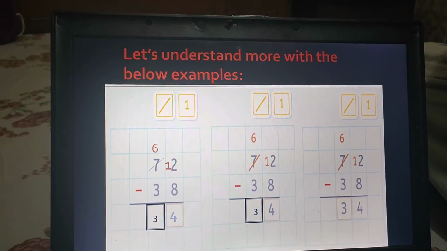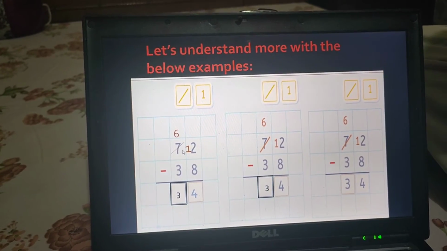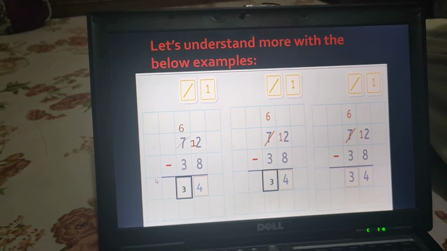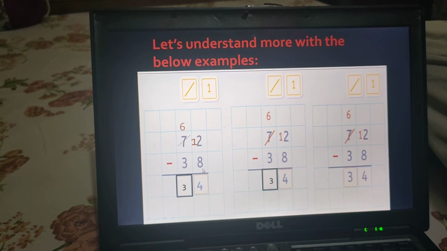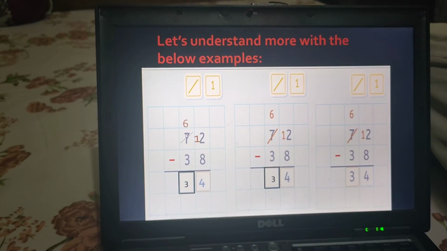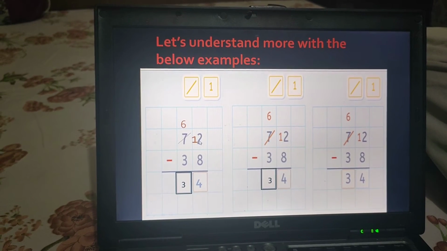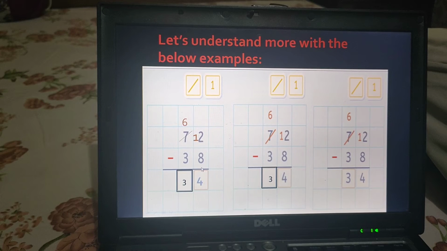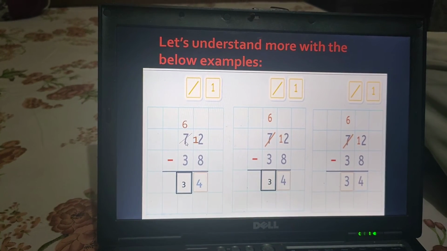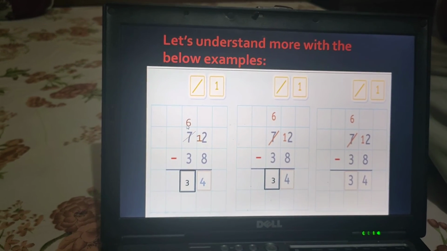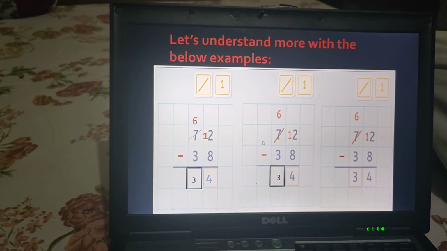Let's understand more with the below examples. So here we subtract 72 minus 38. First we will subtract 8 from 2, which is not possible. So we will borrow 1 from 7. So this 2 will become 12. So 12 minus 8 is equal to 4. And as we have borrowed 1 from 7, so 7 will become 6, and 6 minus 3 is equal to 3.